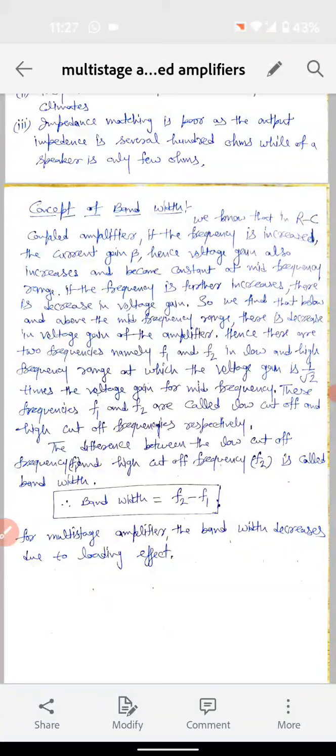So this is it regarding this RC coupled amplifier, and this is a very important topic, not only for your exam, but even in journals also.